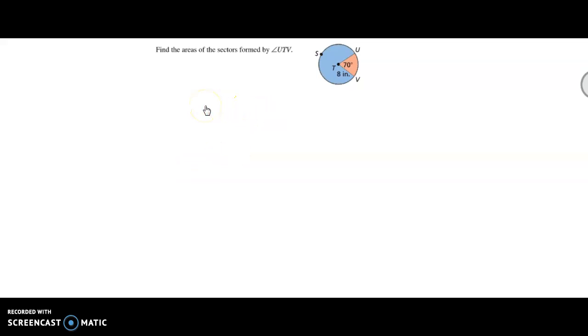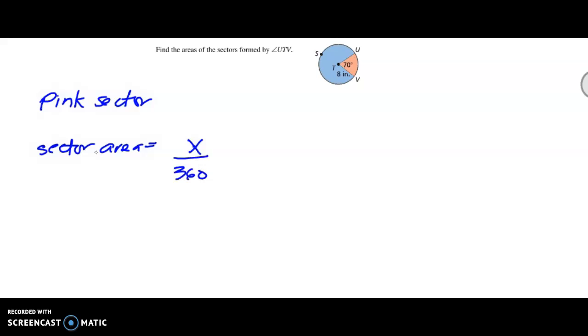Now the circle shown is divided into two sectors, the blue one and the pink one. We're going to find the areas of the sectors formed by the central angle UTB. So to find the area of the pink sector, you know that the formula is sector area is equal to central angle, which is x over 360 times pi r squared.